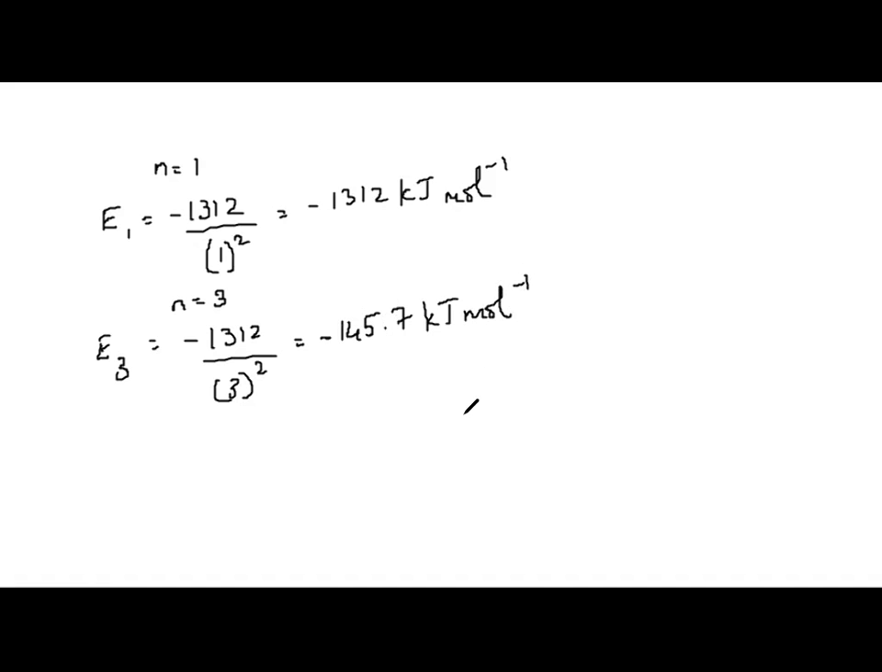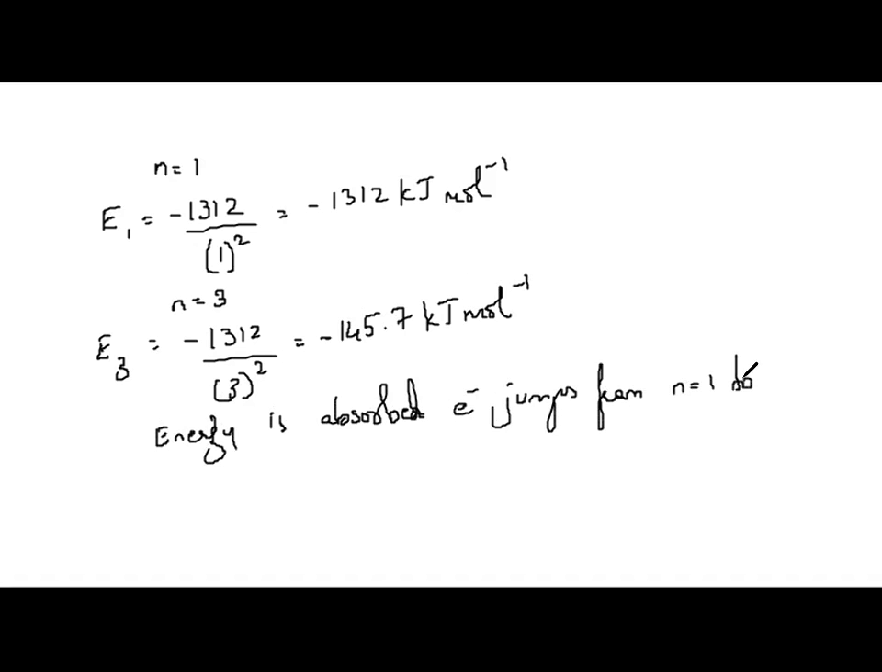So energy is absorbed when electron jumps from n equal to 1 to n equal to 3. Energy is absorbed. It is not emitted. Now how much energy is absorbed? So we will have to find the change in energy, right? So E3 minus E1. When you subtract the energies E3 and E1, you will get change in energy.